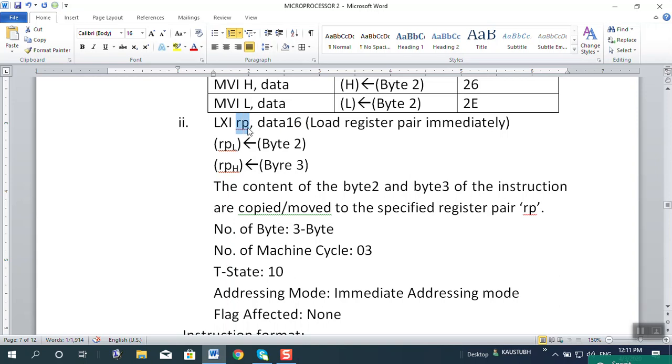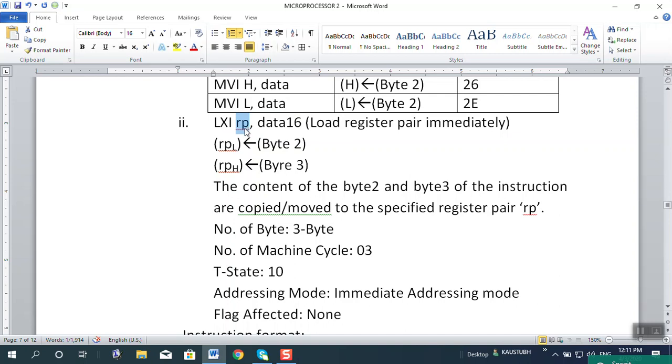Since it is a pair, there are 3 pairs possible: BC, DE, and HL. Now the instructions which are applicable for the register pair are also applicable for the stack pointer. So this RP also stands for the stack pointer in this regard. Suppose it is the BC register pair, we will specify only B: LXI B, not BC. Similarly, if it is the DE pair, LXI D. Similarly, for the HL pair, we will write LXI H. So along with LXI, only the first register is indicated. Suppose LXI B, here we write only B, that means the BC register pair.